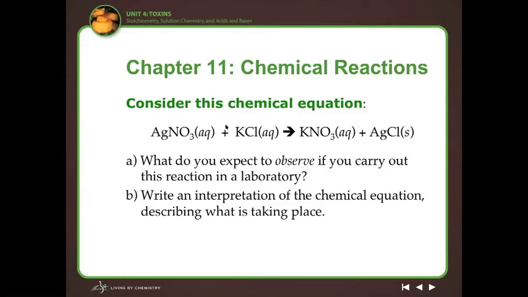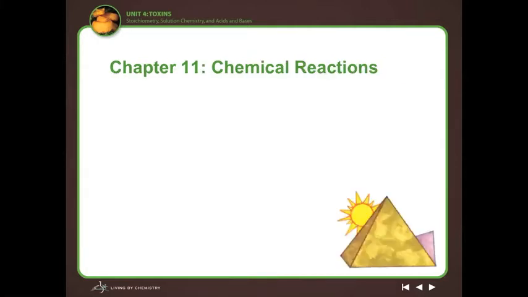We're going to react two aqueous solutions together, and presto, a solid will appear. That is called a precipitate. A solid appearing out of solution is called a precipitate. So that's what we're going to see by looking at this reaction. Now, if we just had the silver nitrate and the potassium chloride, would we be able to predict what the products would be? So let's look at chemical reactions.